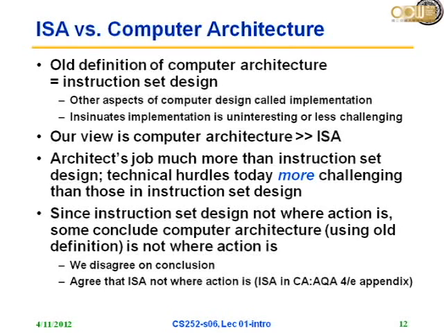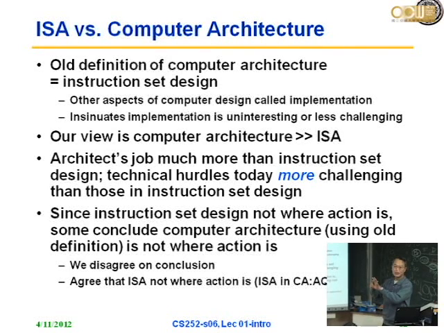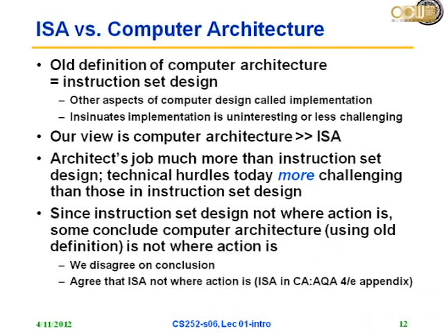Our computer architecture includes things like the memory system. Okay, memory sits right by the side of the CPU. CPU gets all the information from memory. So if the memory system is designed well, then the CPU can run a lot faster. That's why we talk about backup memory, main memory, and the cache memory. Okay. The architect's job is much more than instruction set design. Technical hurdles today are more challenging than those in instruction set design.